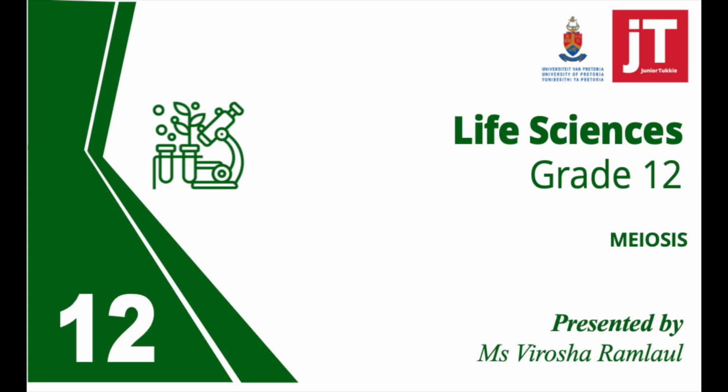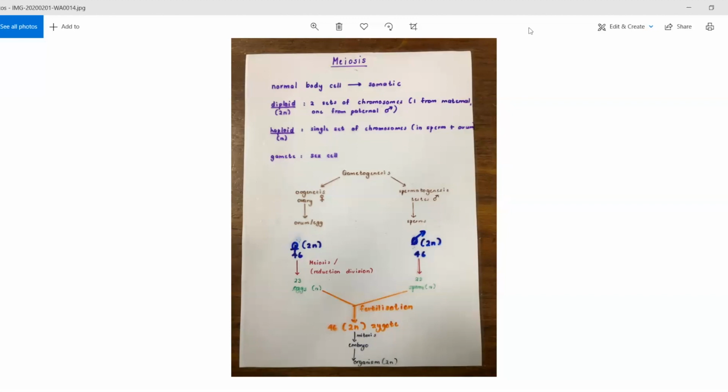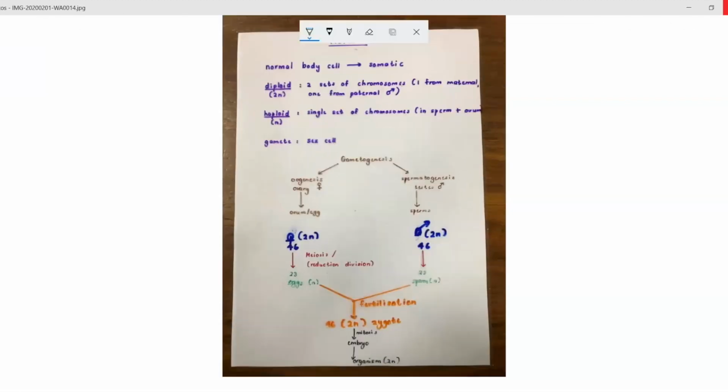Today's lesson is on meiosis, and you will learn very important terms that you need to know for your matric exam. Now, before we talk about meiosis, you need to know the introduction and have a little background on meiosis. So we know you learned mitosis, and you learned that mitosis takes place in normal body cells known as somatic cells. Okay? Now, you have to know the definitions of diploid and haploid.